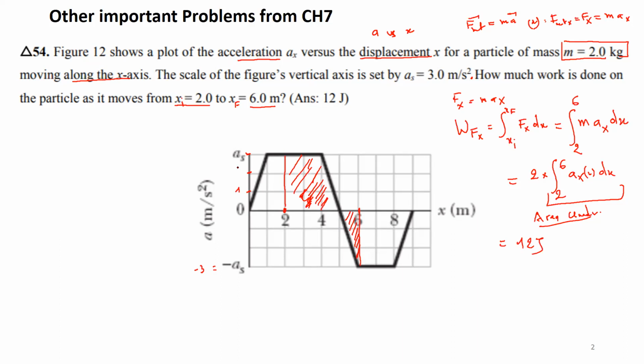Now, what could I have asked? I could have asked another question. I could have given you V initial, meaning V at x initial, which is 2. So what is the velocity, the speed at x initial? I said it's equal to, let's say, 3 meters per second. Now I will ask you, what is V final? Meaning, what is the velocity at x final, which is 6?